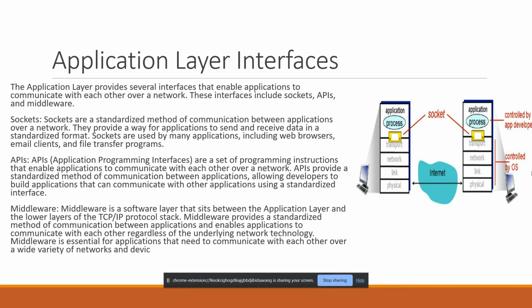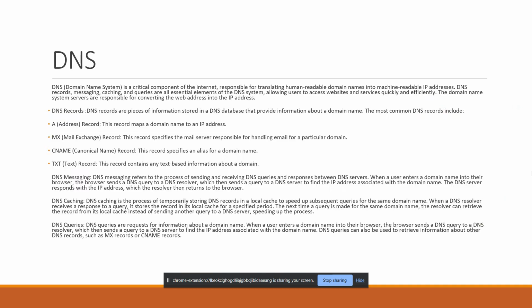Middleware is a software layer that sits between the application layer and the lower layers of the TCP/IP protocol stack. It provides a standardized method of communication between applications and enables applications to communicate with each other regardless of the underlying network technology. It is essential for applications that need to communicate with each other over a wide variety of networks and devices. DNS. It's a critical component of the Internet, responsible for translating human-readable domain names into machine-readable IP addresses.